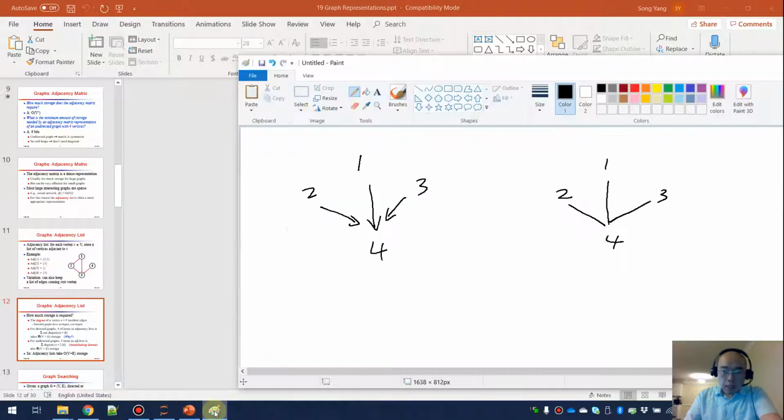Let me go through an example here. If we're using a directed graph and picking 2, for example, the out degree of 2 is how many outgoing edges it has. So the out degree of 2 is 1, and the in degree of 2 is 0. How about 4? For 4, there are 3 incoming edges, so the in degree of 4 is 3, and the out degree is 0.